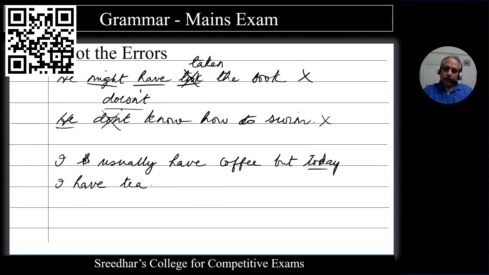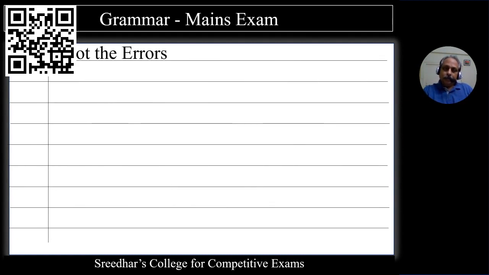That is not correct. We have to use present continuous. I usually have coffee, but today I am having tea. This is important. Today I'm having tea. Have here means drink. And past tense, an important negative form, very important. Interrogative also, very important.